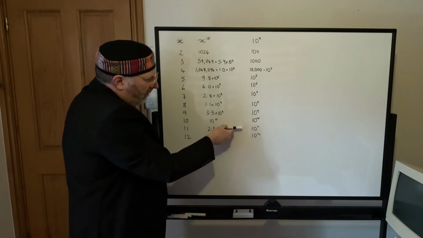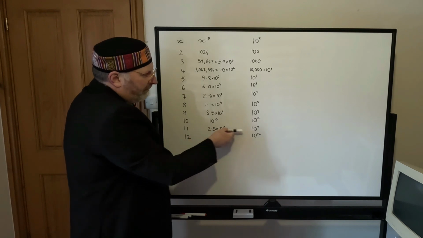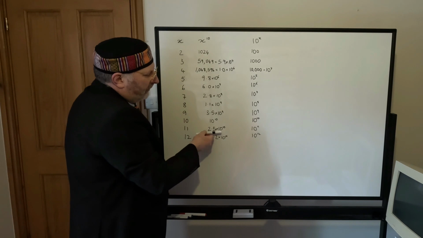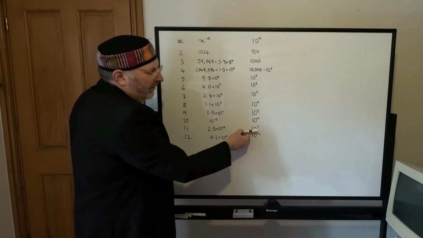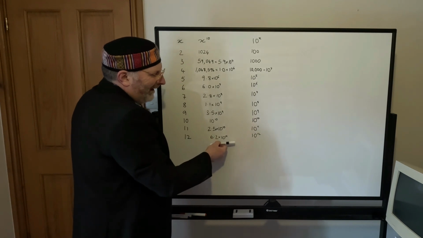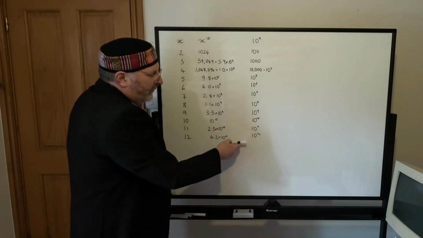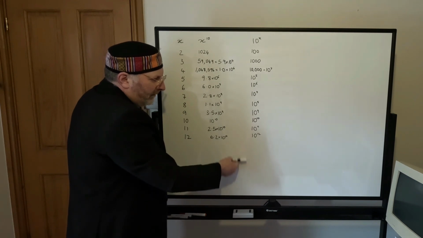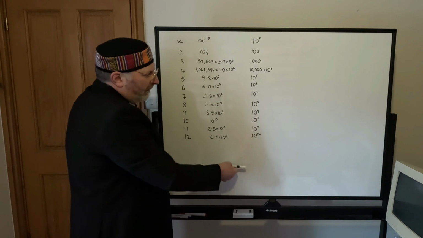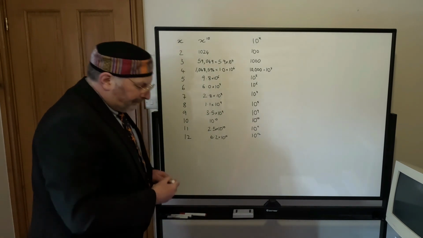And then as we go further, now the exponential is definitely winning. So this is now down at 2.5 times 10 to the 10 compared to 10 to the 11. And this is 6.2 times 10 to the 10 compared to 10 to the 12. And if we continue on beyond here, the exponential will completely swamp the power law.